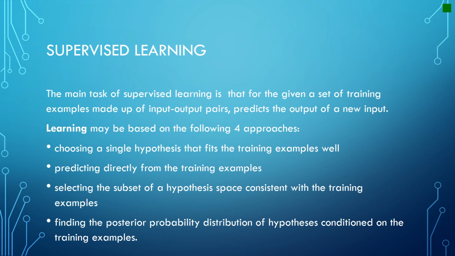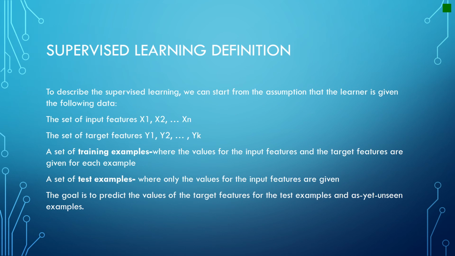First, choosing a single hypothesis that fits the training examples well. Second, predicting directly from the training examples. Third, selecting the subset of a hypothesis space consistent with the training examples. And finally, fourth, finding the posterior probability distribution of hypotheses conditioned on the training examples.